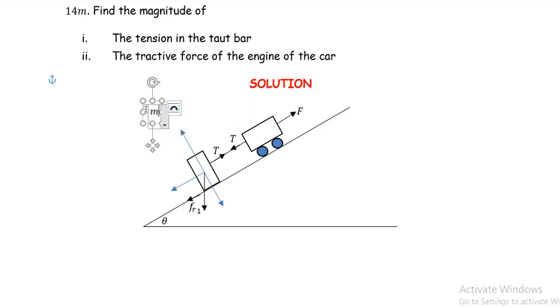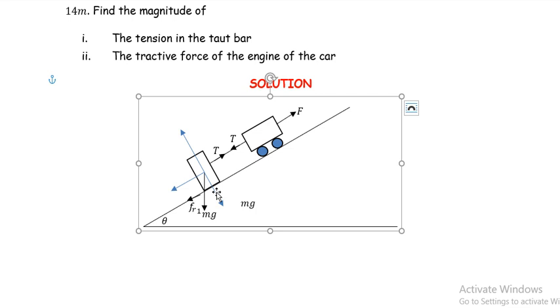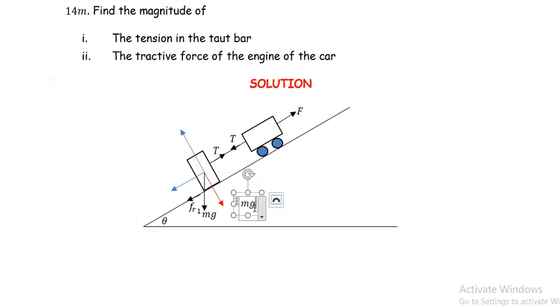So the weight is mg. This small m is the mass of the carriage, so that's my weight, mg. Now this weight has a component that is perpendicular to the plane. This is the component here. I'm going to put this component in red. By resolution it gives us mg cos theta.